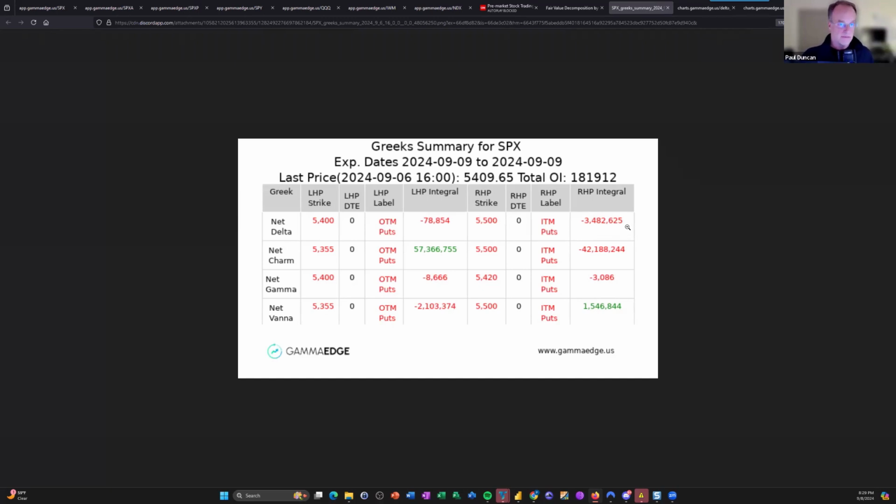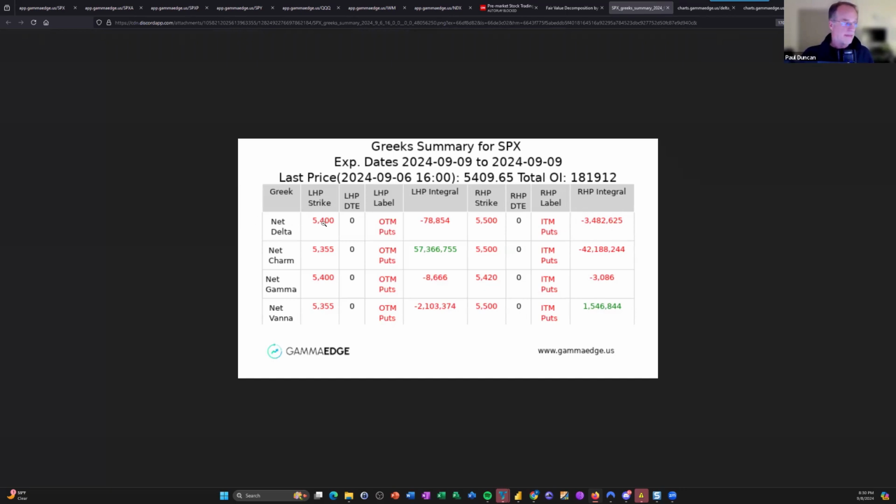A couple things come to mind here. If we lose 5400 during the day, then whatever positive deltas that we had here, we're going to basically push into the in the money status, and they're going to go over here into the right hand plane. This number is going to get more negative.